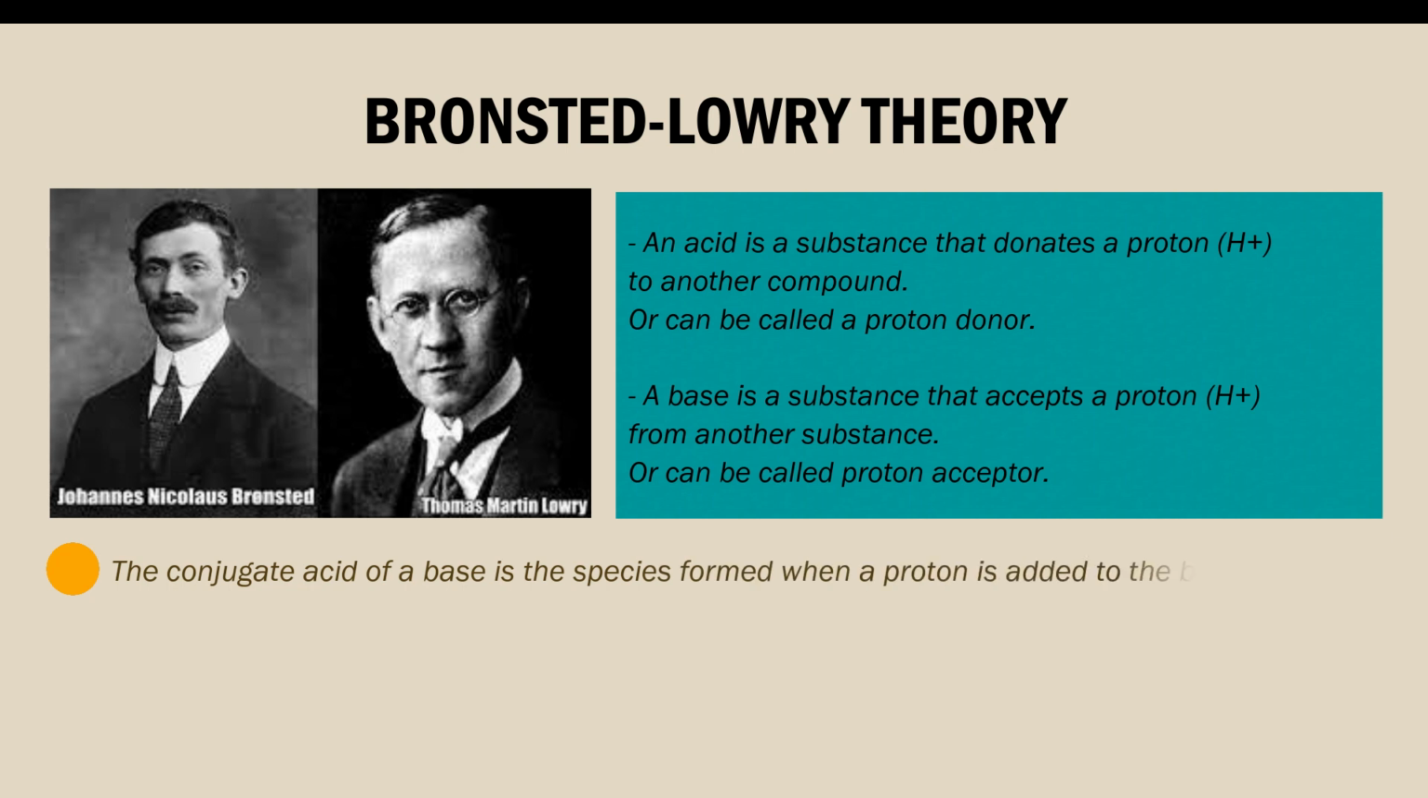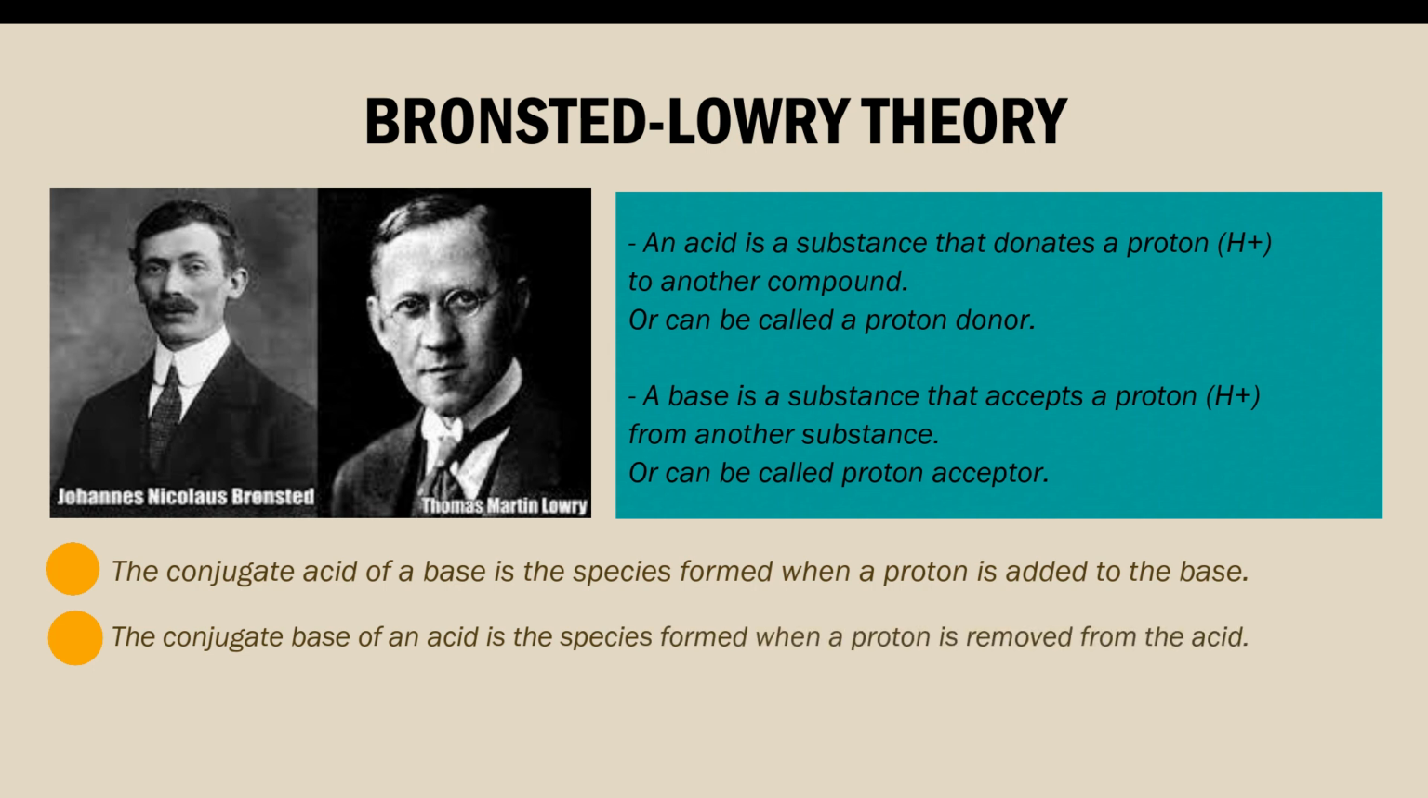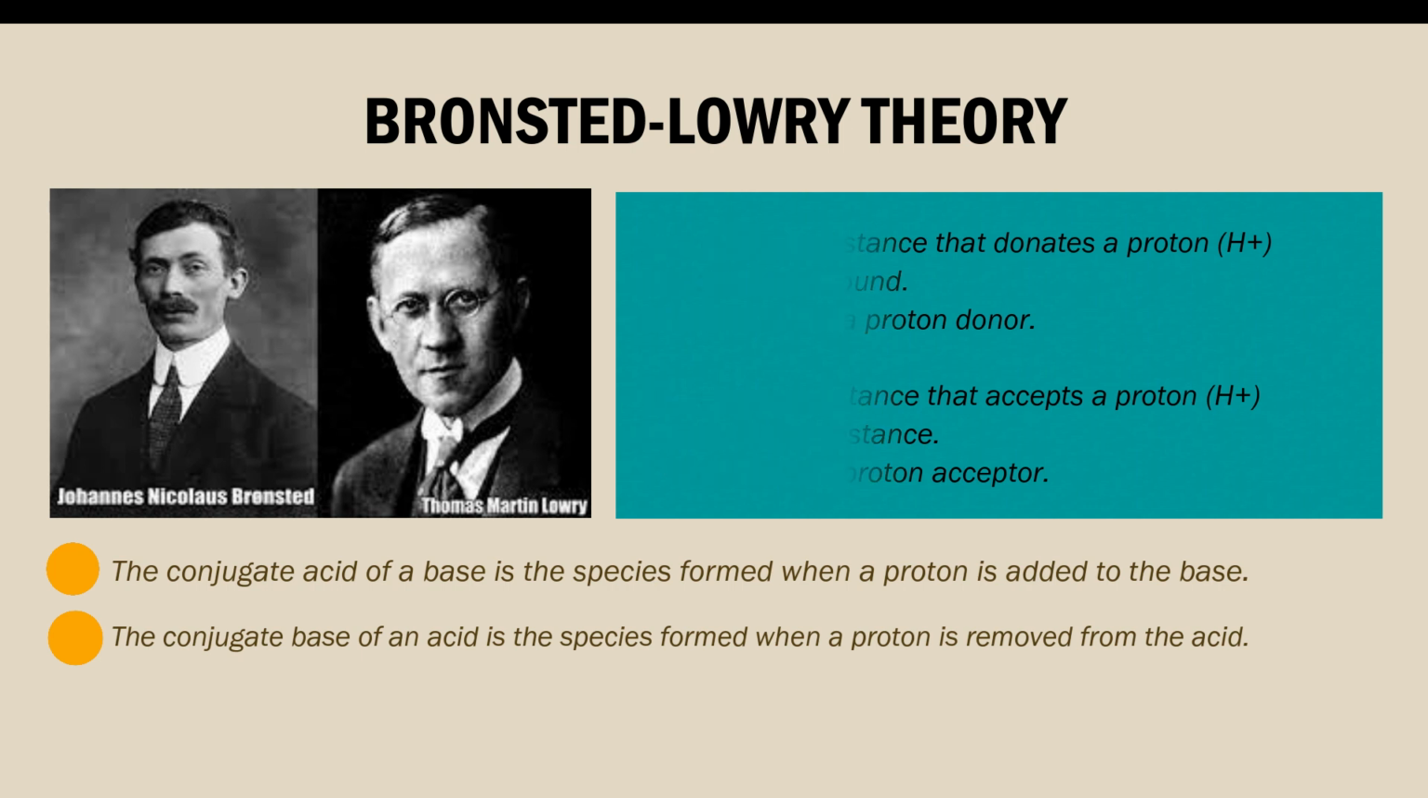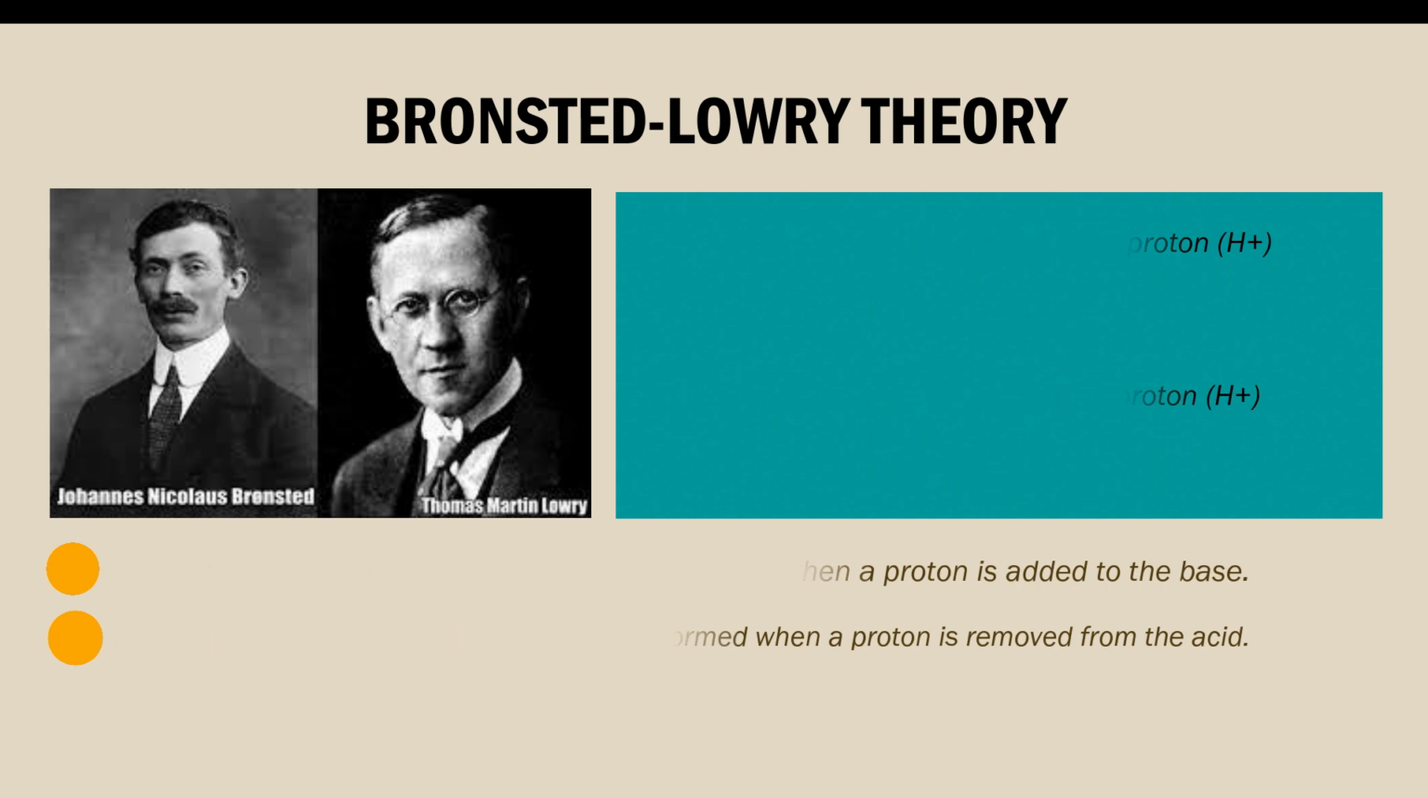In the Bronsted-Lowry theory, there are conjugate acids and conjugate bases. The conjugate acid of a base is the species formed when a proton is added to the base, while the conjugate base of an acid is the species formed when a proton is removed from the acid.